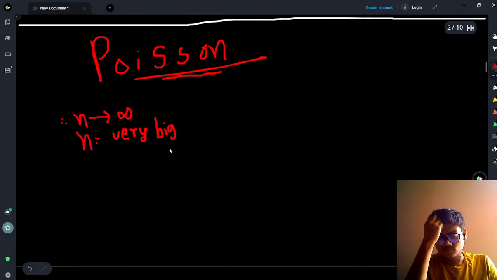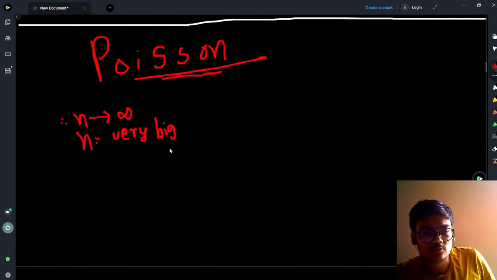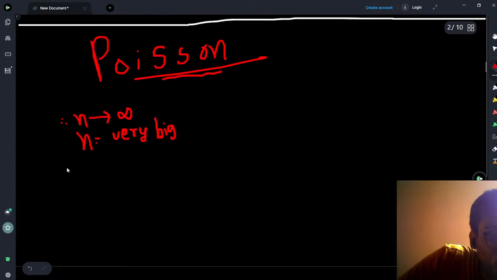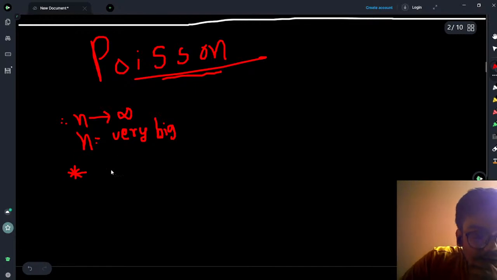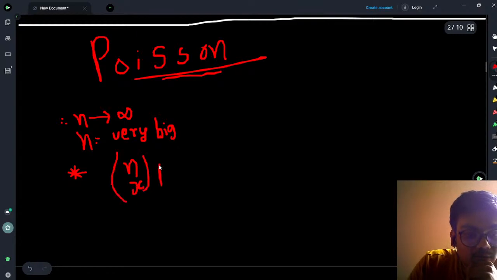Now I am going to derive the formula of the Poisson distribution, so you have to understand it very calmly. If you have any question, just post a comment and I will try to answer it. So I think the red pen is fine. Now we are going to derive the formula for the Poisson distribution. We start from the binomial only: ncx p raised to x q raised to n minus x.